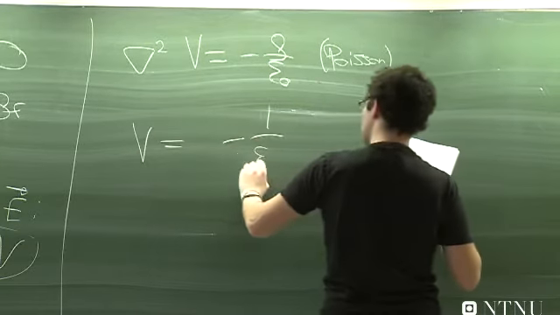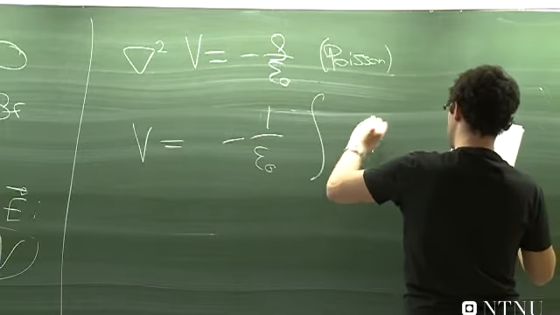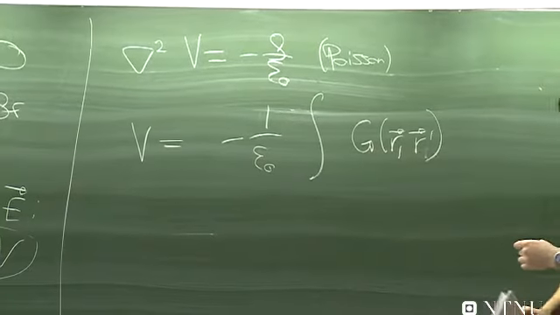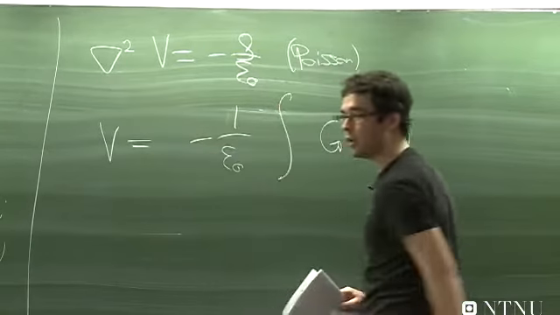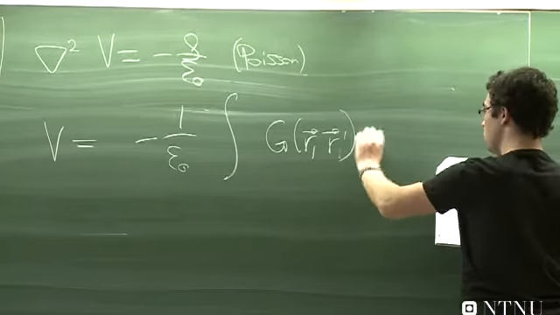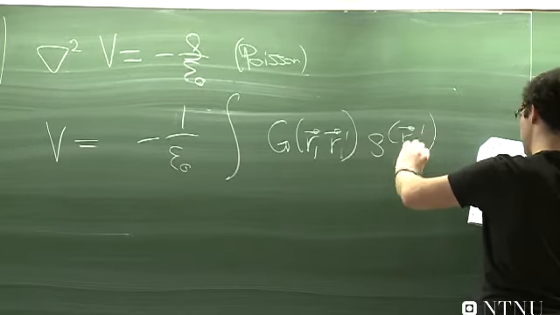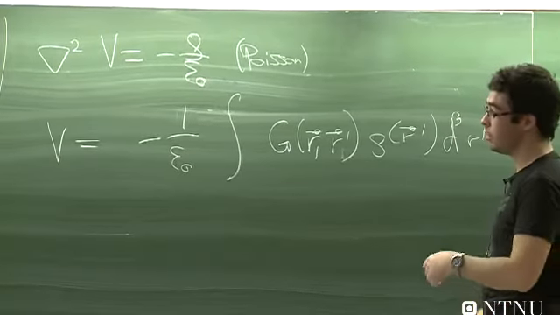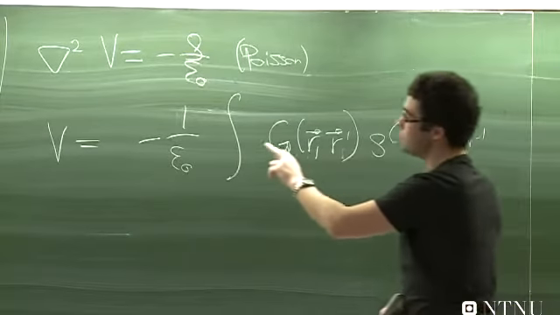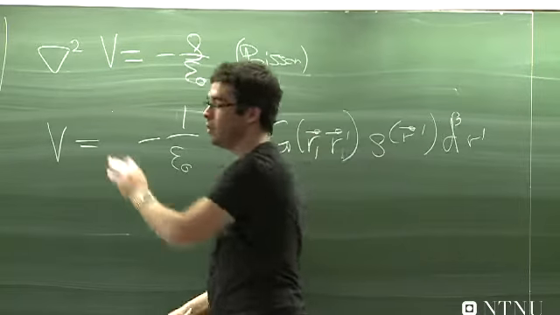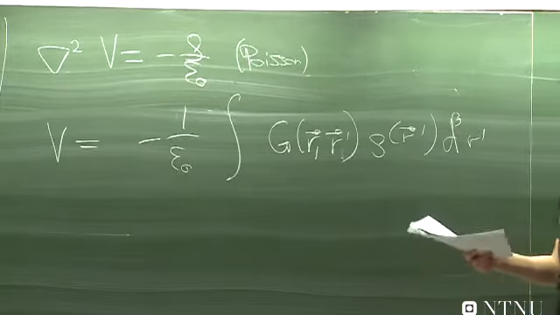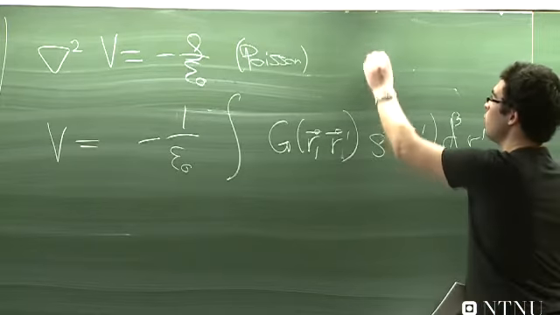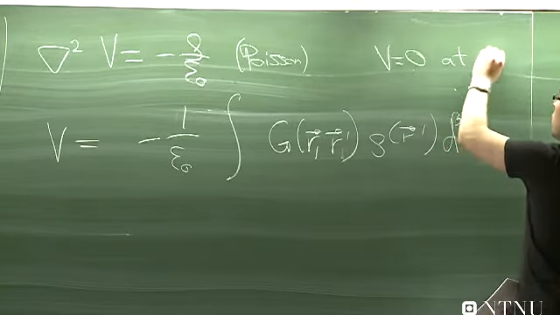It's minus 1 over epsilon naught integral over G of r, r prime, where G is the Green's function of this operator here, and rho of r prime d3r prime. And the boundary condition is, of course, that at infinity the potential is 0, because we recall that the Green's function is defined with an operator and a set of boundary conditions. And we'll just assume that at the edge of the universe there's no charge around, and so V is equal to 0 at infinity.